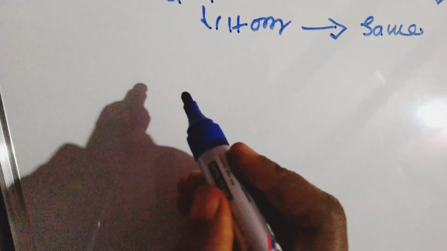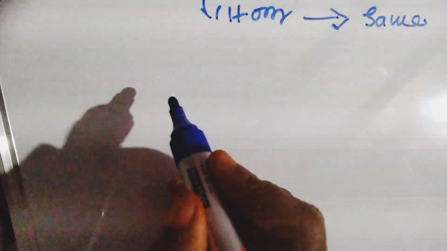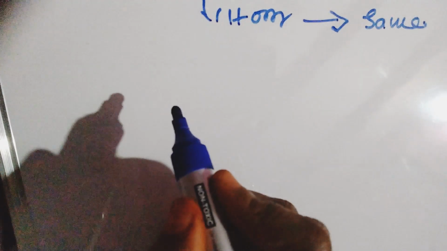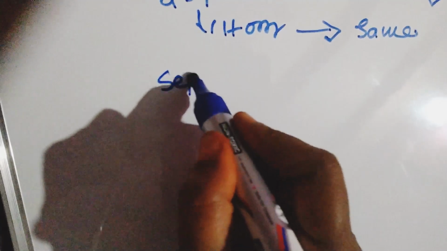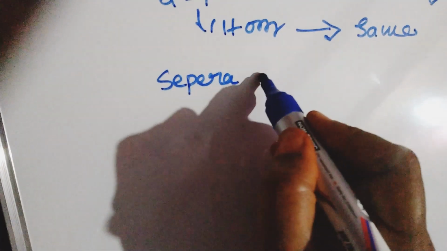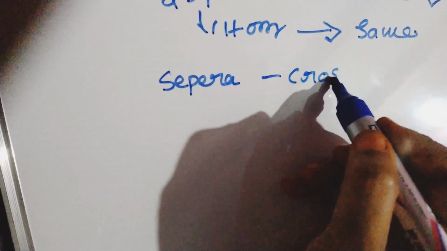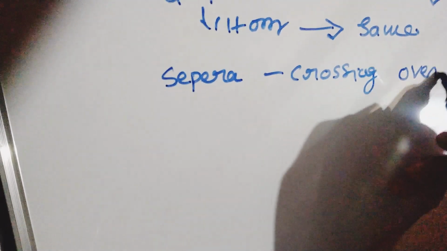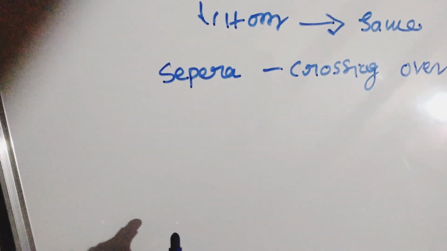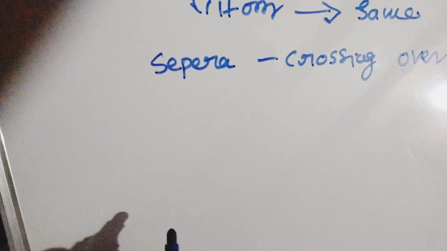We have already talked about the phenomenon of crossing over. These linked groups are separated by the phenomenon called crossing over.